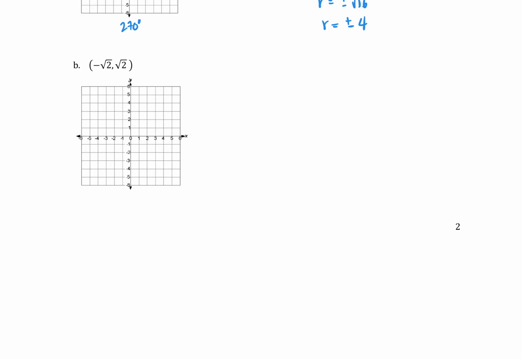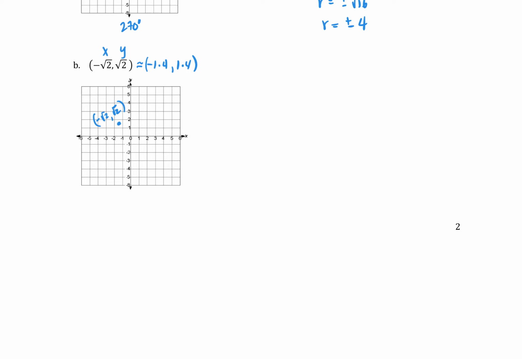In part B, again, I have an x and a y value. My x value is negative square root 2. My y value is positive square root of 2. Now I want to graph this, so it's kind of hard for me to graph without using a calculator because I got to estimate. Square root of 2 is about 1.4. So if I go to x value negative 1.4 and then a y value positive 1.4, I get a point about here. So that would be my negative square root of 2, positive square root of 2.